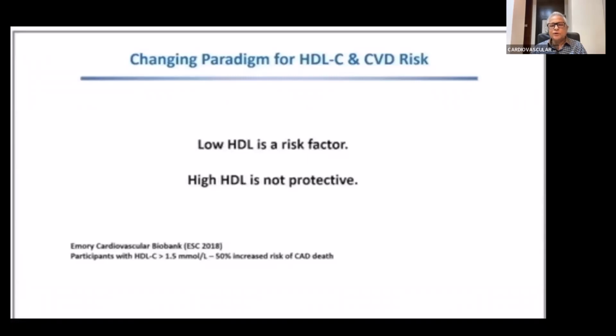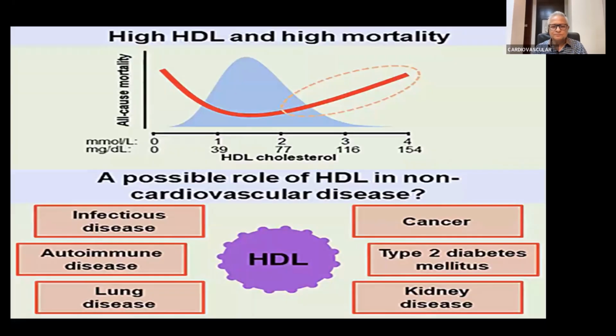This is difficult to acknowledge because so far we thought low HDL does cause increased independent risk for coronary artery disease, and high HDL we thought is protective, but above 60, HDL is not protective at all. Not protective. Please remember this. In fact, it can lead to infectious disease, autoimmune disease, lung disease, cancer, diabetes, and kidney disease.